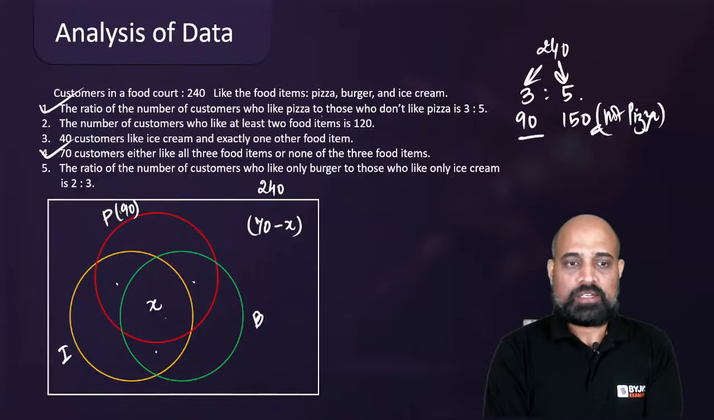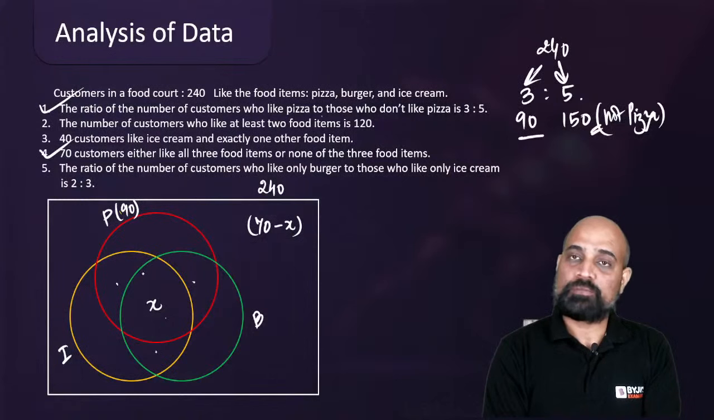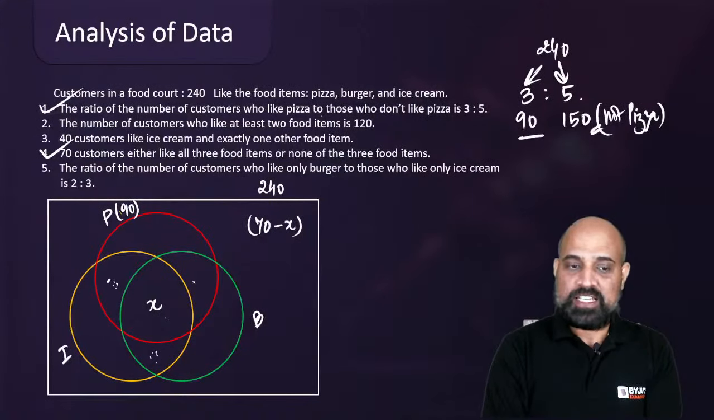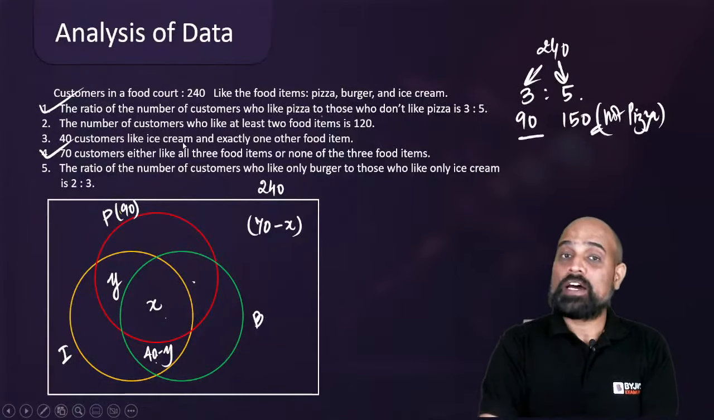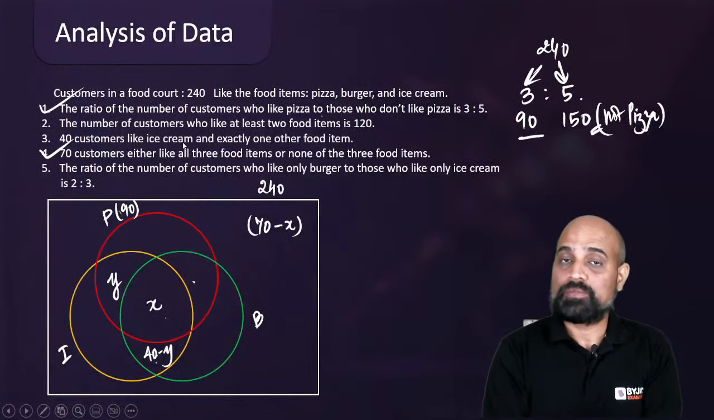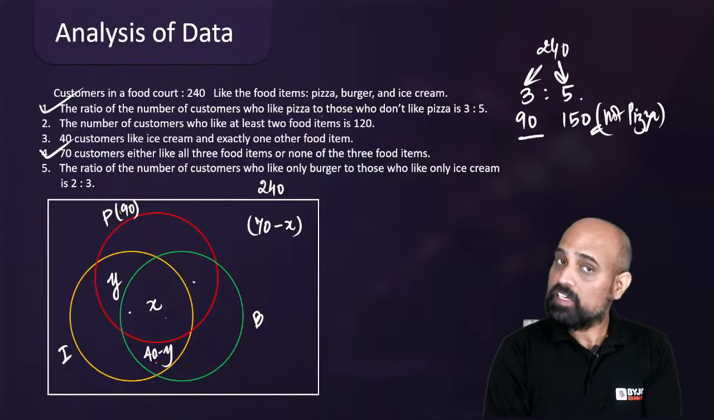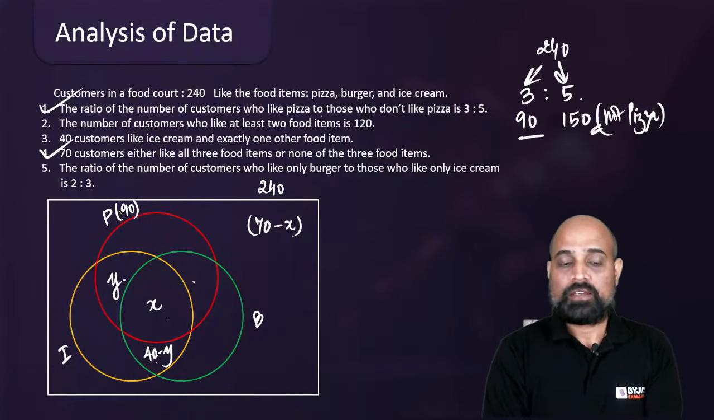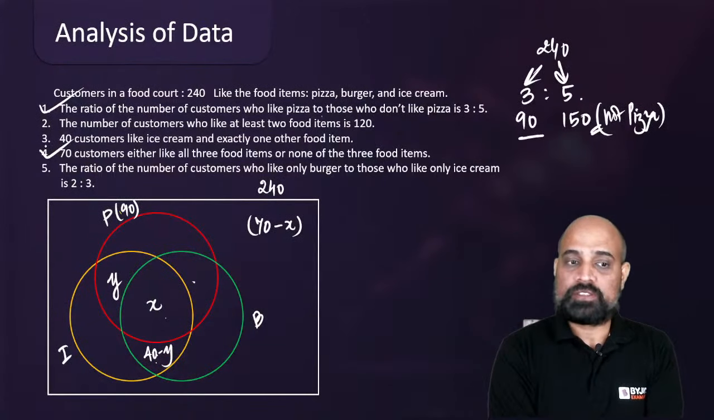ठीक है? 40 customers like ice cream and exactly one other food item. So ice cream and exactly one other food item means sum of these two is 40. So if I take this as y, this is going to be 40 minus y. Ice cream and exactly one other food item, right? So ये तो यही region है, exactly 2 with ice cream. Now let's go back to the second statement.